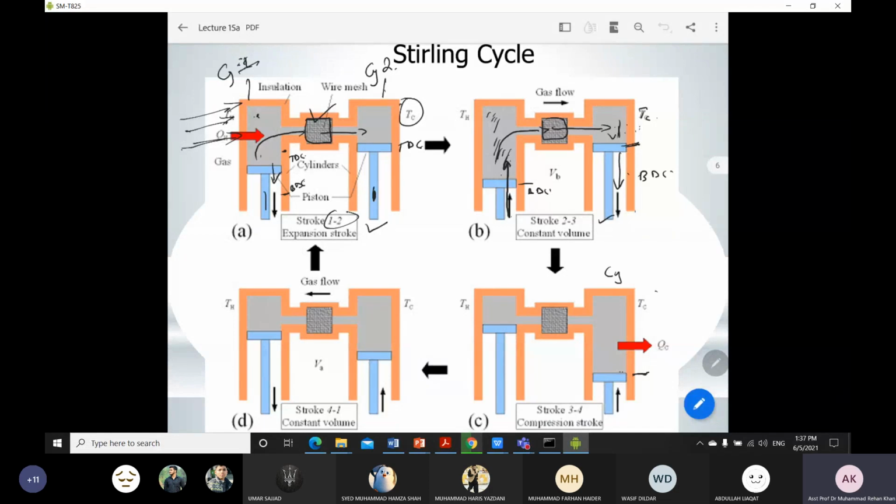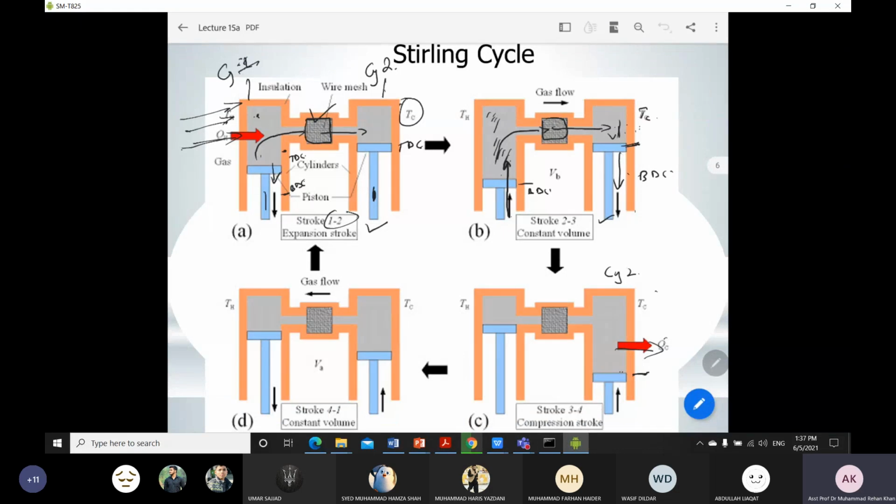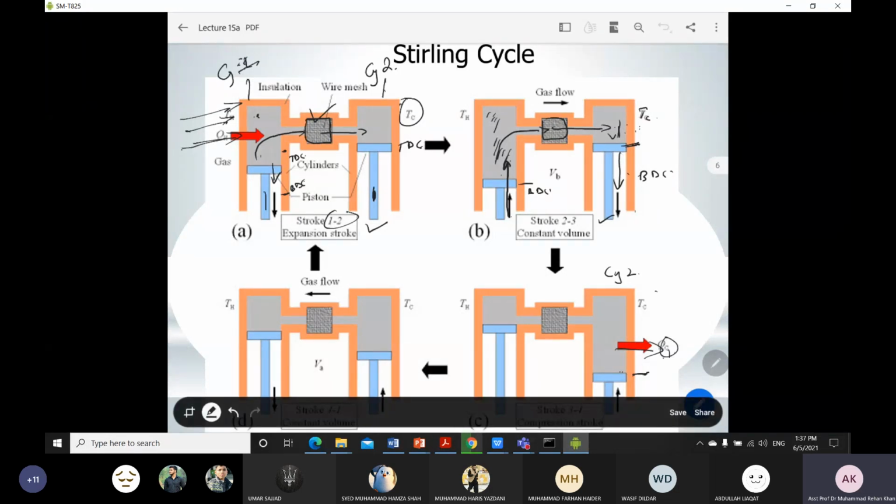And once the compression process takes place, the temperature of the working fluid increases, because compression increases the temperature. So it means that there will be a rejection of heat during the compression process. Another important thing, when you correlate with your Otto cycle and diesel cycle, is that you see the combustion process takes place separately and the expansion process takes place separately.